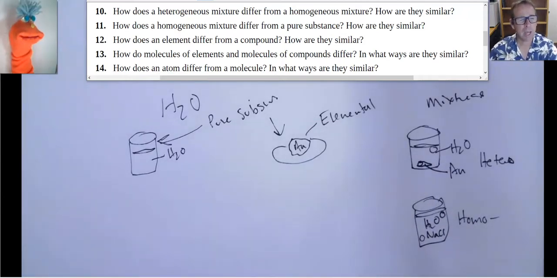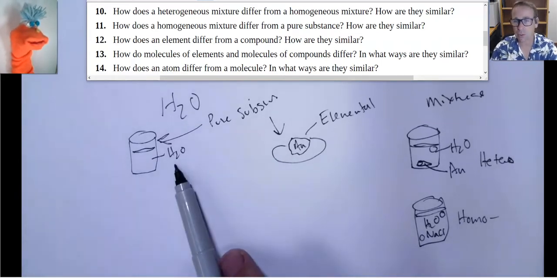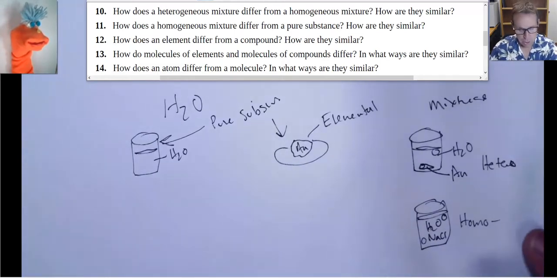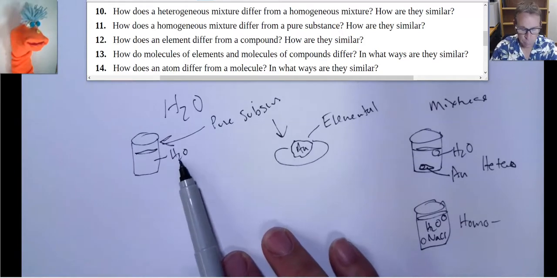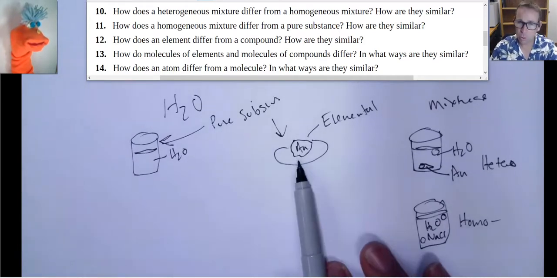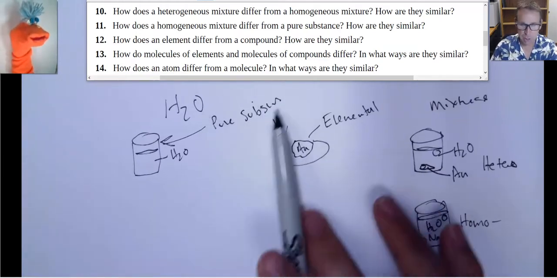Okay, 12. How does an element differ from a compound? Gold's an element, right? That's right. And water is a compound. Good. A compound is a combination of different elements coming together to form new structures. Okay? So water, a compound, gold, an element, but they're both what? Pure substances? That's right. They're both pure substances.